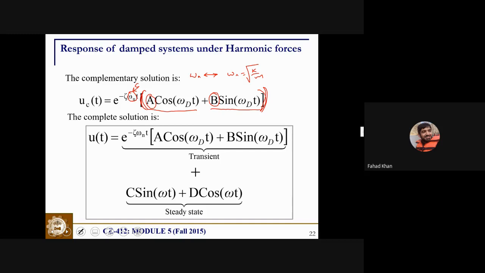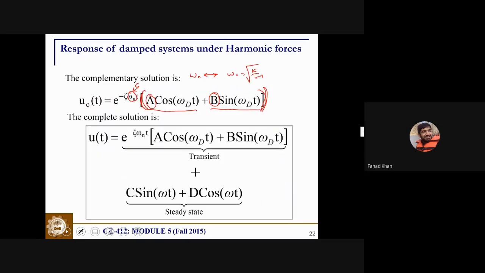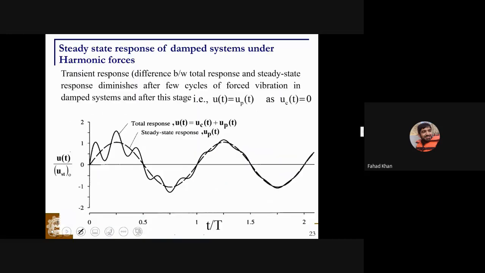Now, the complete solution to this equation is something like that: e power minus zeta omega n t times A cos omega d t plus B sine omega d t. This is the transient solution, and then the steady state solution, which depends on the force only and is not dependent on the initial conditions, is C sine omega t plus D cosine omega t. The values of A and B need to be determined from initial conditions, and the values of C and D have already been determined in the previous slide.